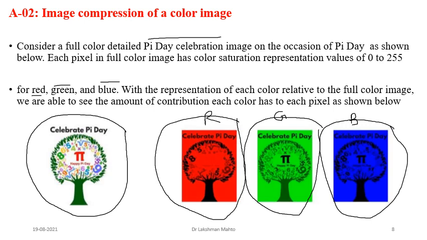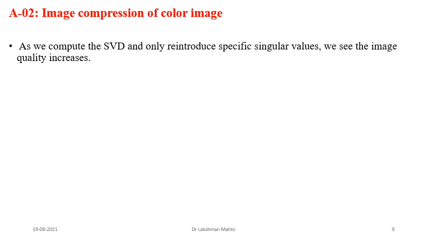This one is actually a layer of three. There are three layers that have been augmented together in order to get a color picture, and these are the individual layers of this color picture. So what we do here again is apply the SVD layer-wise, and as we compute the SVD, we reintroduce only a specific number of singular values, as many as we want. It depends upon our choice how much approximation we want.